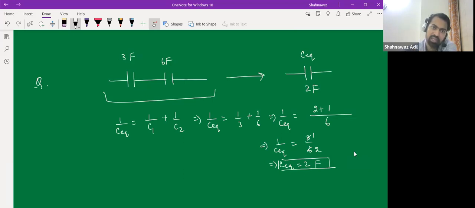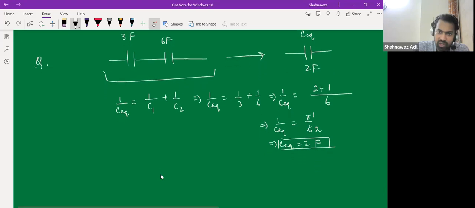Just remember that in series, voltage is different, and in parallel, voltage is same. So in series, voltage is different. Done. Okay, so in this question, just remember that C equivalent is 2 farad.